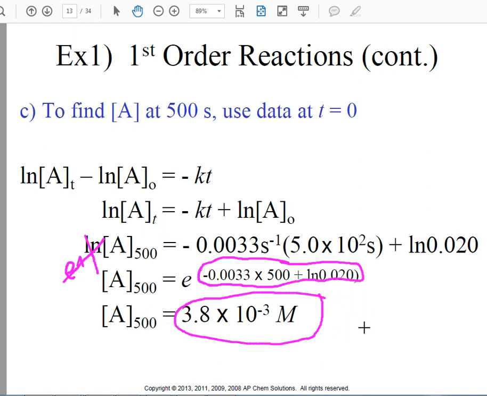Now you can check your work on these fairly easily, because the concentration should be less than what you started with, because the concentration that you started with was of A, which is a reactant, and we're assuming that these reactions are moving forward. So we can make sure that this concentration is less than what we started with, and it is less than 0.020. So that is a reasonable response.